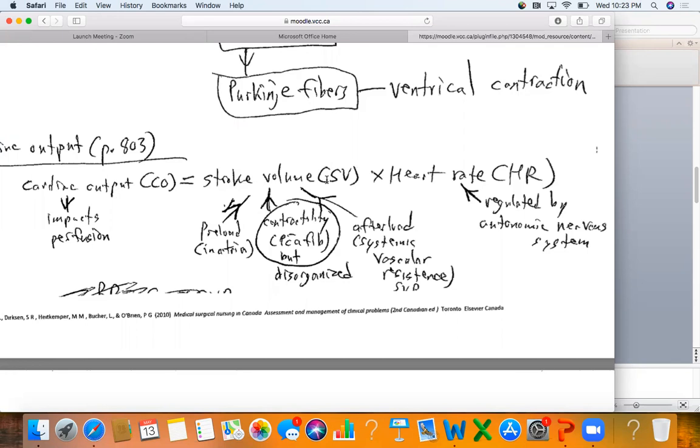What are the determinants of stroke volume? That means with each contraction, with each beat, what do you want to happen? What are the elements that dictate how much is coming out with each beat? There are three major issues we can break down into.